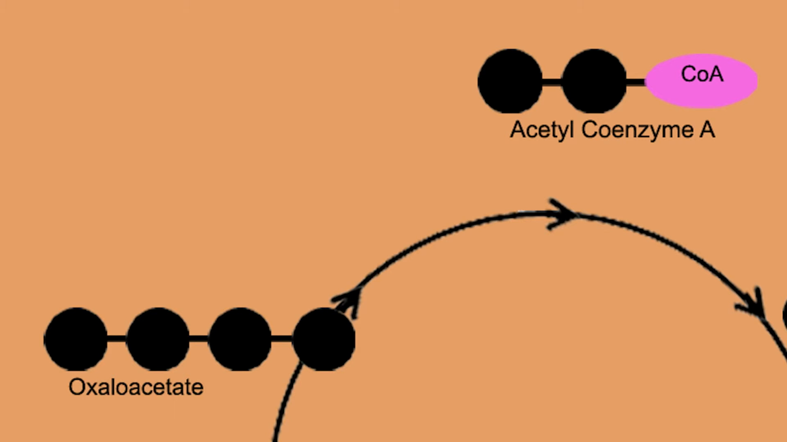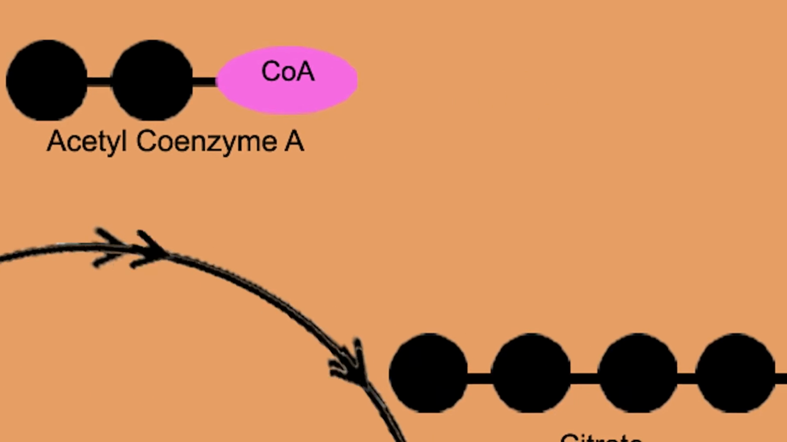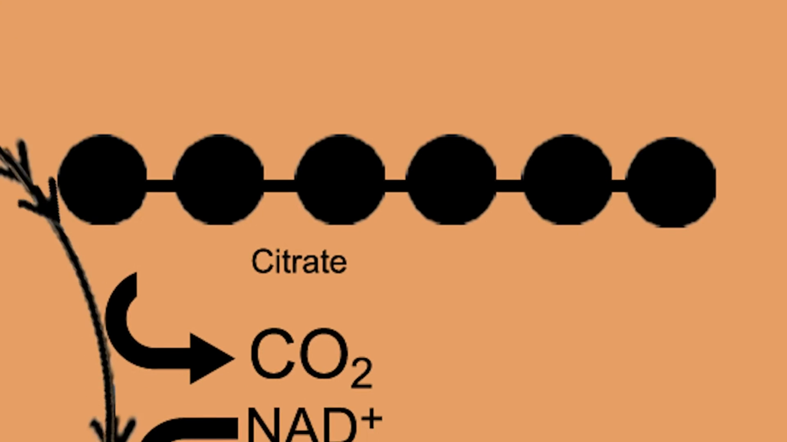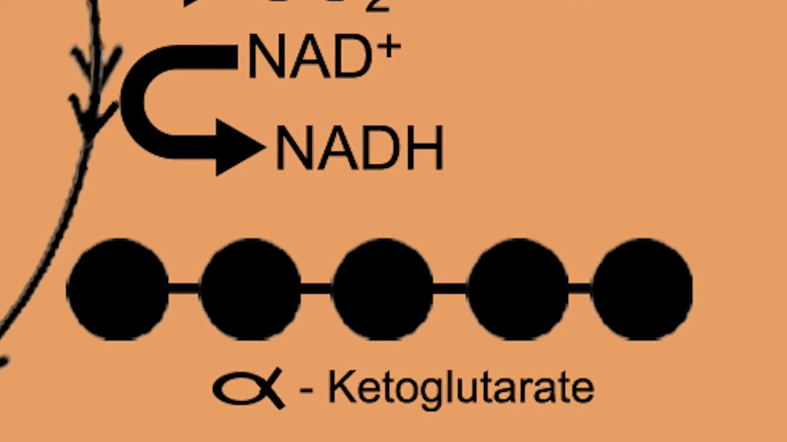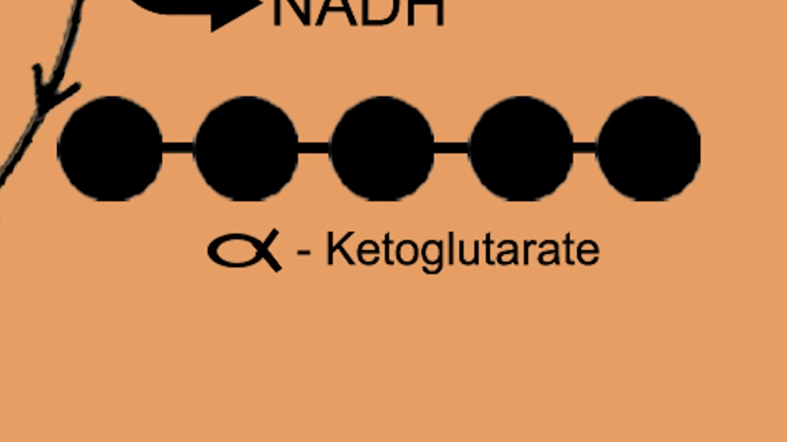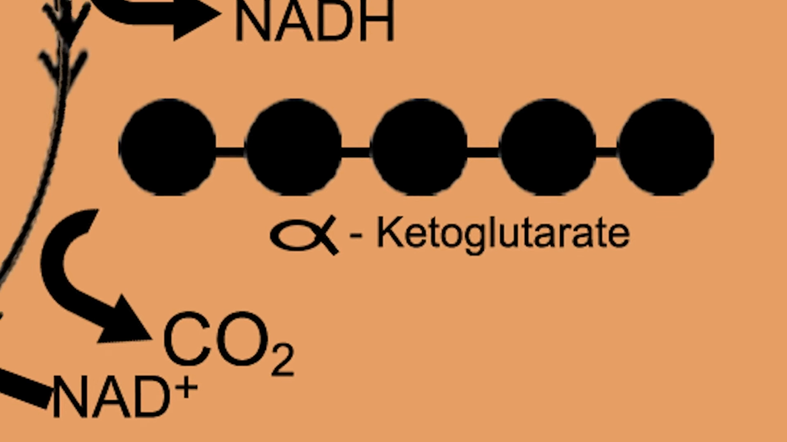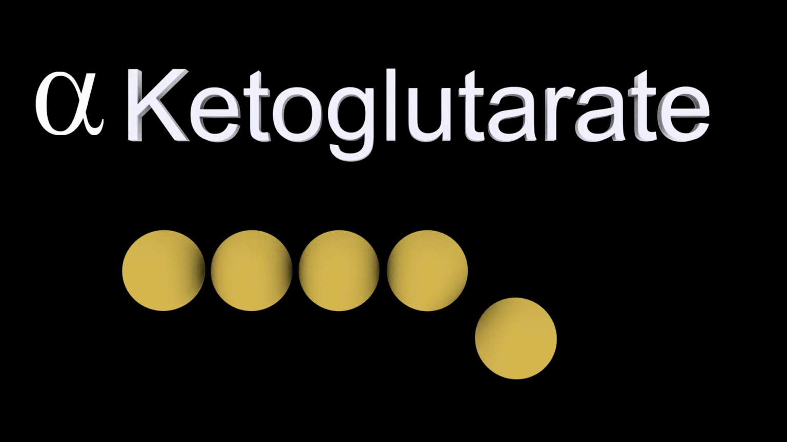During the Krebs cycle, oxaloacetate joins with acetyl coenzyme A to form the 6-carbon citrate. Then the 6-carbon citrate will give off a carbon dioxide and generate NADH to form a 5-carbon alpha-ketoglutarate. The process repeats with another carbon dioxide given off and NADH produced to form a 4-carbon molecule, succinyl coenzyme A.